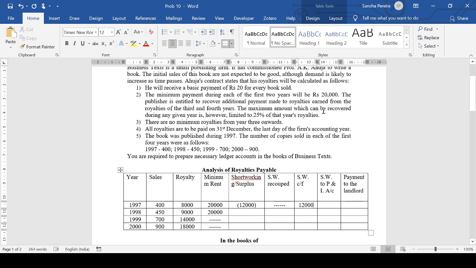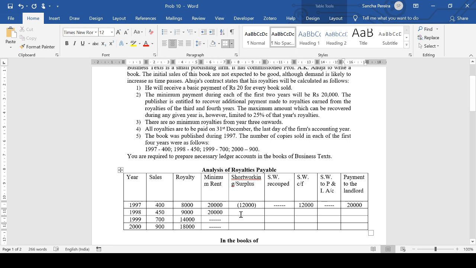The recoupment agreement is here. The publisher is entitled to recover additional payment made to royalties earned from the royalties of the third and the fourth year. So recoupment will happen in the third and the fourth year. Here we will only have short workings. The maximum amount which can be recovered in any given year, however, is limited to 25% of that year's royalties. So 25% at the most can be recovered. So short working to P&L account, nothing. We need to see whether we can recover it, and payment to the landlord will be 20,000.